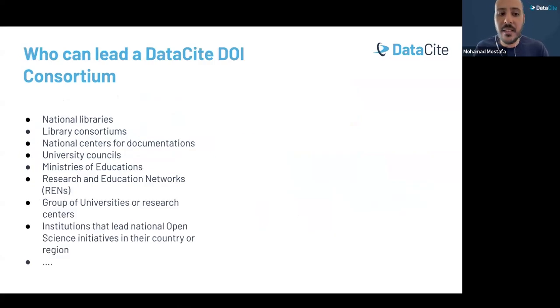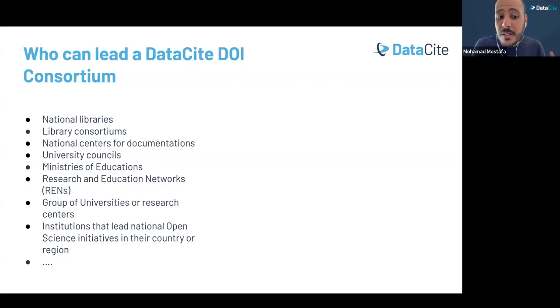So who can lead a DataCite DOI consortium? As I said, we have 1,400 organizations in our community. We have more than 65 consortium leads in our community. And to be honest with you, we have a wide spectrum of organizations that are leading DataCite DOI consortia in the region. We have national libraries in specific countries. We have library consortia. In some communities, there are existing library consortia that negotiate access with publishers and services for libraries. So one of the functions they will also do is start a DataCite DOI consortium, and they give DOIs to the affiliated organizations within this consortium.